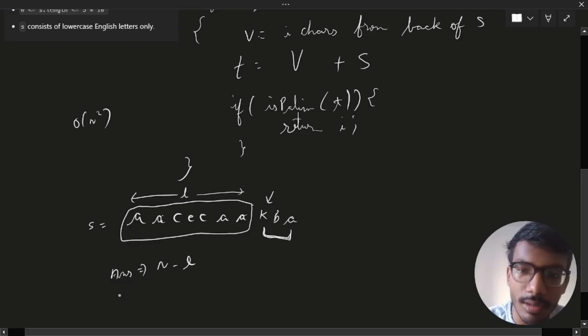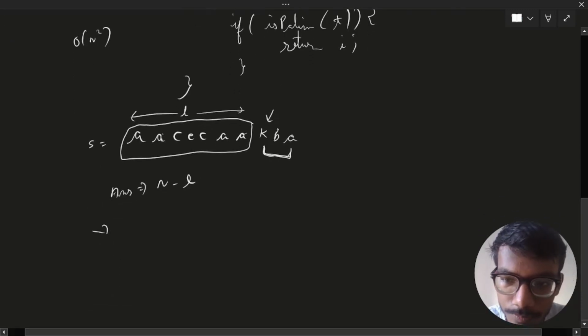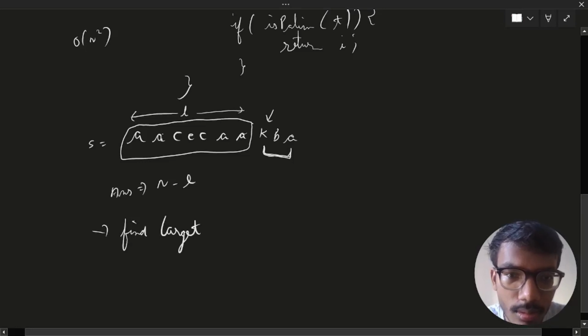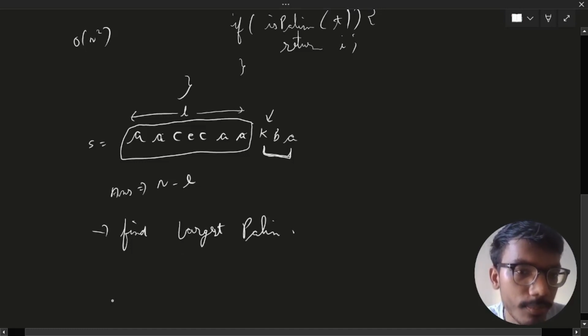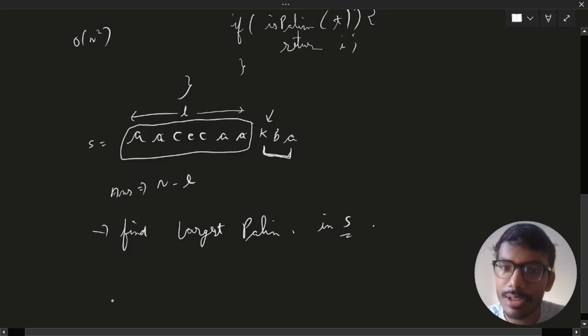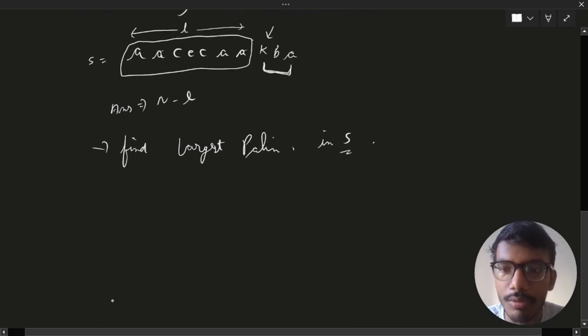Now the problem boils down to finding the largest palindrome in S, right? I have to find a substring which is a palindrome and which is also largest. So how can you do that?